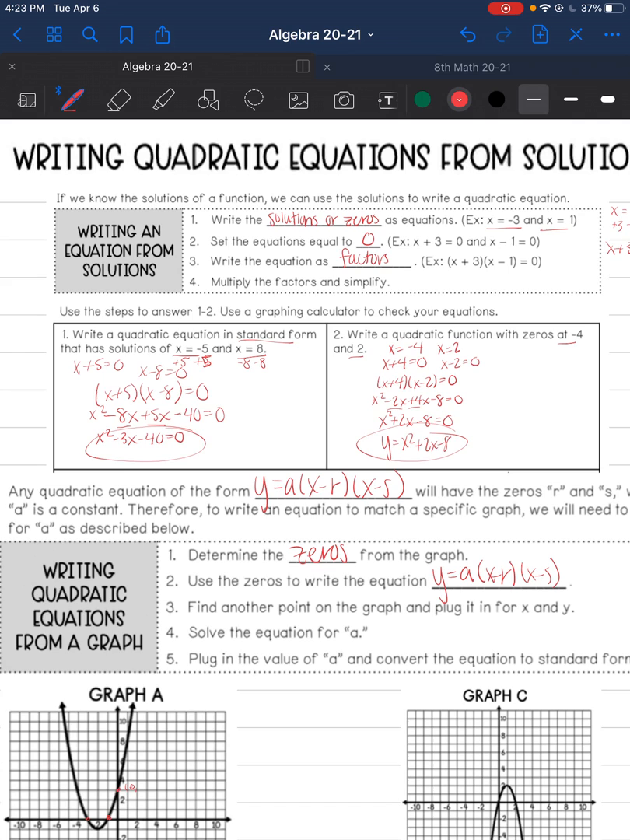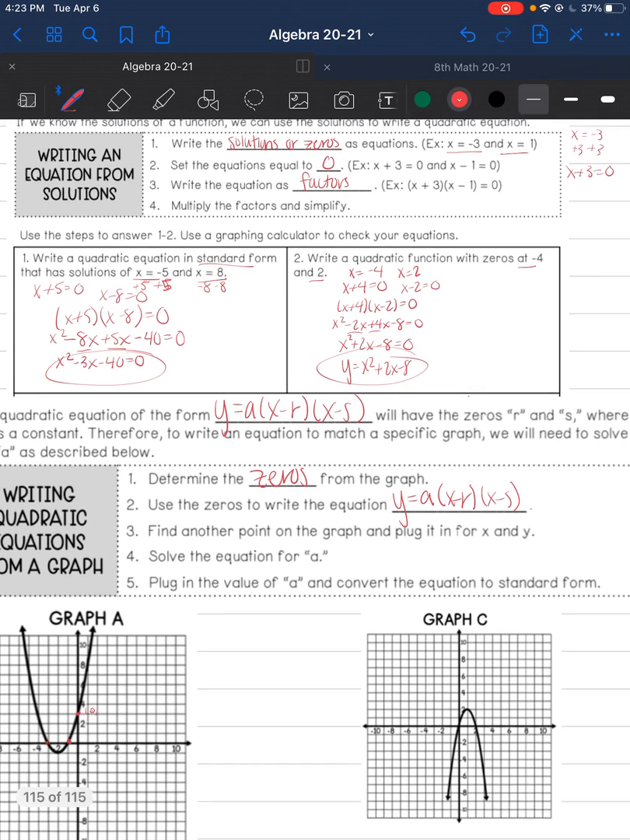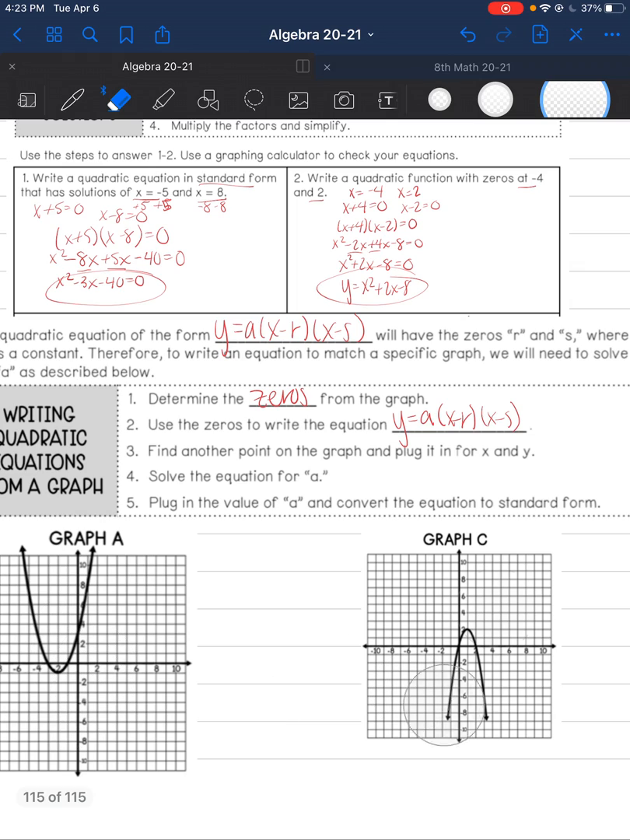Step 3, we're going to find another point on the graph and plug it in for x and y. This is a lot like what we did previously when we were looking for that coefficient. We picked a point, we solved for it, and then we used that to write our equation. So solve for a, then plug in the value of a and convert the equation to standard form. Sometimes we're not going to have to write it in standard form. I'm not going to write it in standard form in these two, which I already gave away, but it's okay.